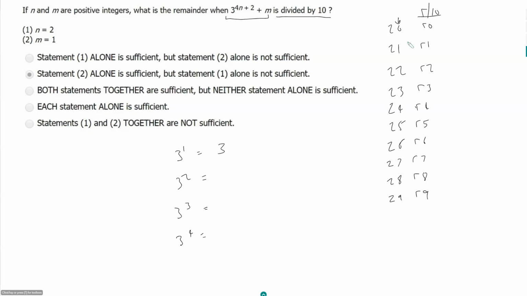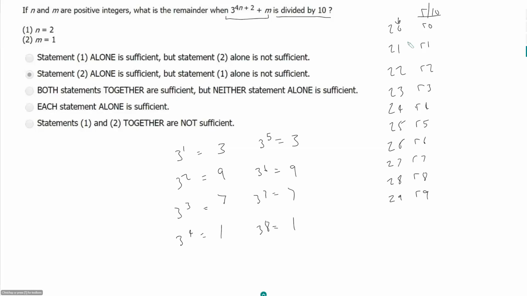3 squared is 9, so that has a units digit of 9. 3 cubed is 27, so that has a units digit of just 7. And then 3 to the fourth is 81, so we got a units digit of just 1. So when I get to 3 to the fifth, I just multiply this by another 3, and what happens? My pattern goes back to the top, meaning 3 to the fifth should also give me a units digit of 3, and 3 to the sixth should be another 9, 7, 1.